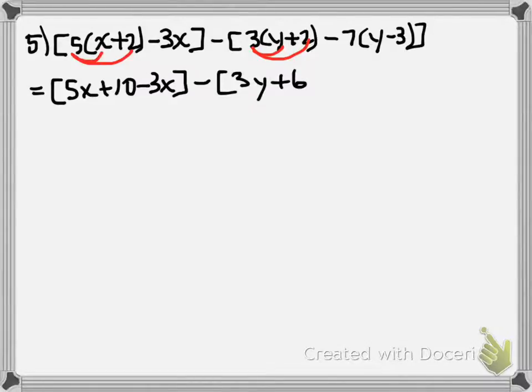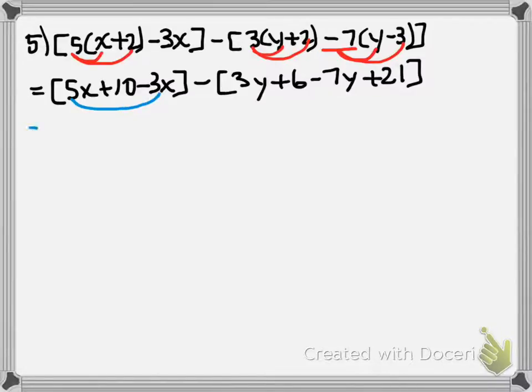Now, here comes the tricky one. I'm not multiplying by 7, I'm multiplying by negative 7. So it's negative 7 times y, which is negative 7y. And then it's going to be negative 7 times a negative 3. 2 negatives make a positive, and 7 times 3 is 21. Okay, now, I'm not going to get rid of the brackets yet, because there's still some math I can do inside the brackets. I'm going to simplify inside the brackets first.